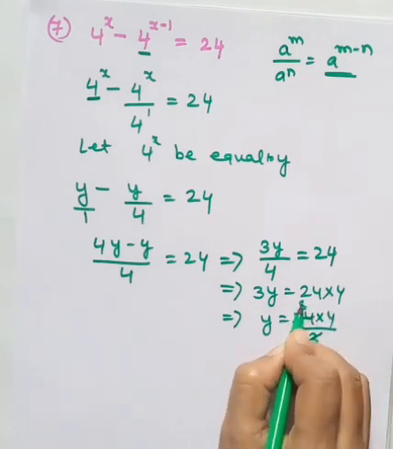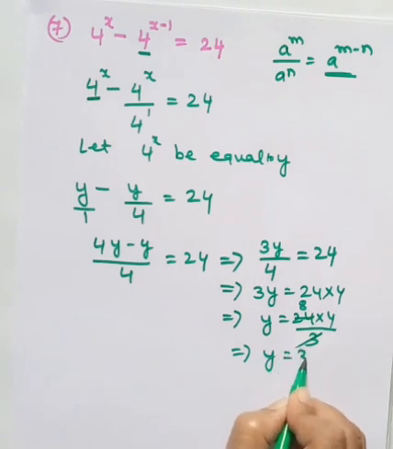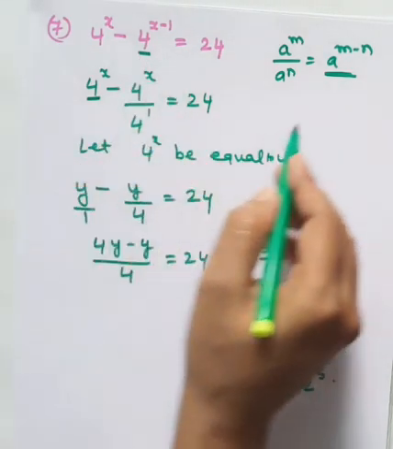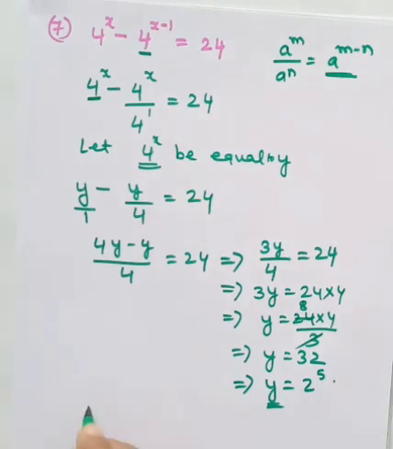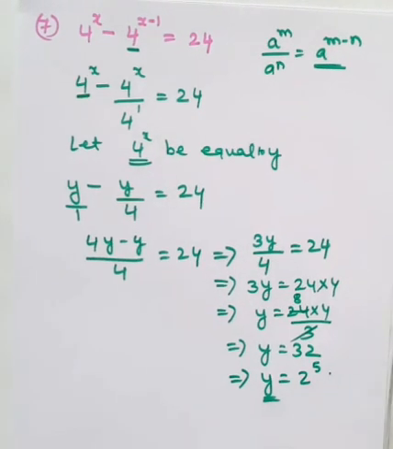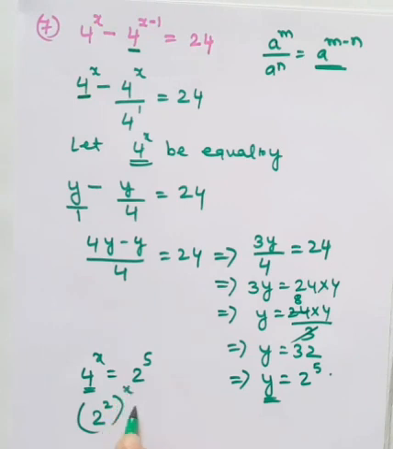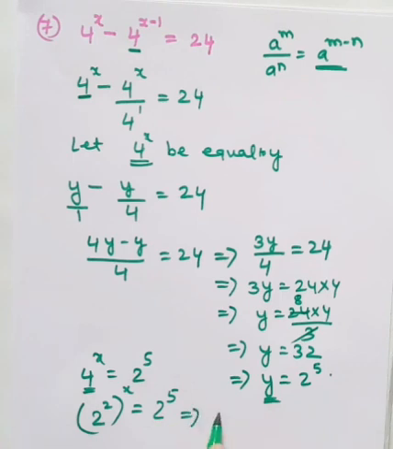So 3 8s are 24. Your y is 32. Now write it as a power of what? Power of 2. So y will be equal to 2 2s are 4, 2 4s are 8, 2 8s are 16, 2 16s are 32, 2 power 5. But what is your y? Your y is nothing but 4 power x. So resubstitute. 4 power x is equal to 2 power 5. 4 can be written as 2 square, to the power x, is equal to 2 power 5. Now see, this means 2 power 2x is equal to 2 power 5.